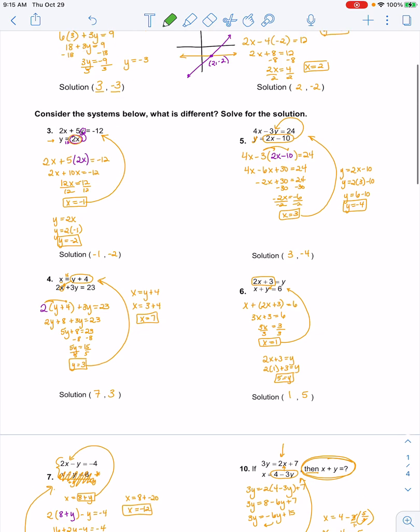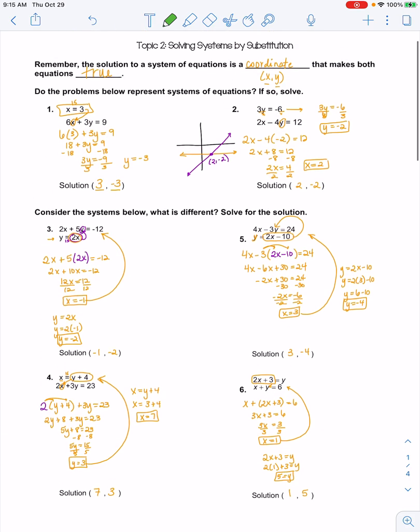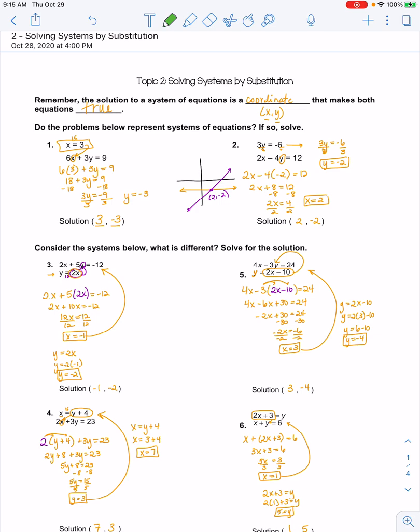Okay, so I know that was a lot, but really it's the same skill over and over and over. You can see even just in my work, it looks the same on every problem. So focus on getting your variables isolated so that you can plug them into each other's equations. Let your teacher know if you have any questions.